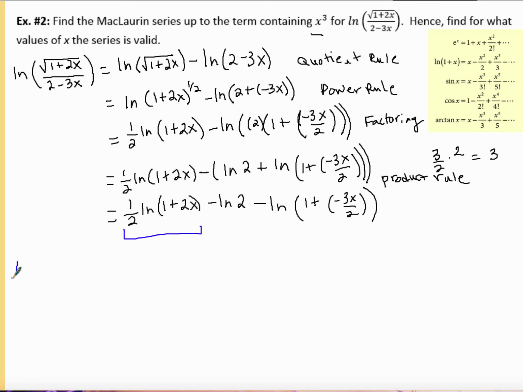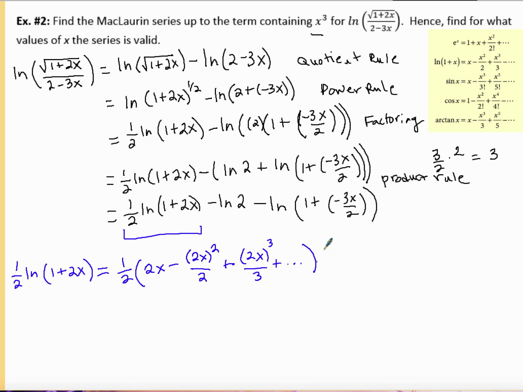What is 1 half times the natural log of 1 plus 2x using our Maclaurin series for the natural log of 1 plus x. Now we don't have an x, we have 2x, so we'll have to improvise a bit. I'm gonna have 1 half times whatever this whole series is. So that's x minus x squared divided by 2, blah, blah, blah. So I don't have x, I've got 2x, so that's gonna be 2x minus 2x squared divided by 2 plus 2x cubed divided by 3. And then on and on and on.